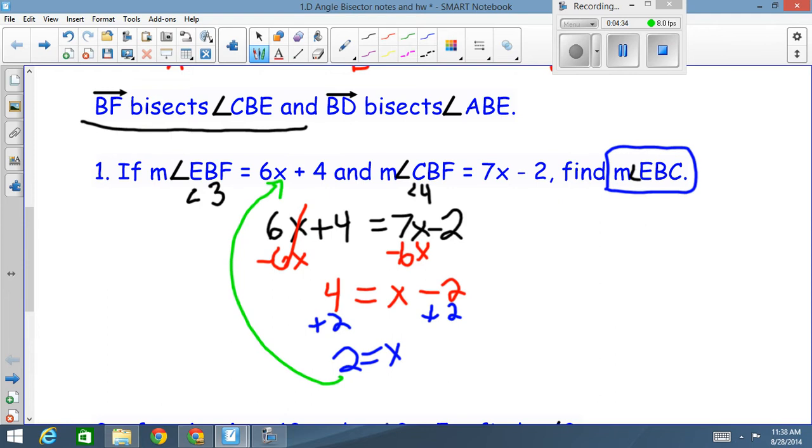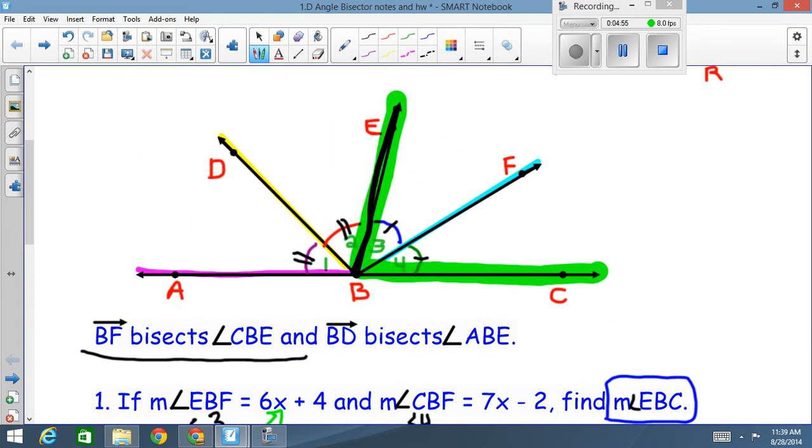6 times 2 is 12. 12 plus 4 is 16. So angle EBF is 6 times 2 plus 4, which is 12 plus 4, which is 16, and we're talking about degrees here. So this is 16 degrees. I want to know the whole green angle. I know this is also 16 degrees. So in its entirety, angle EBC is equal to 32 degrees, adding those both together.